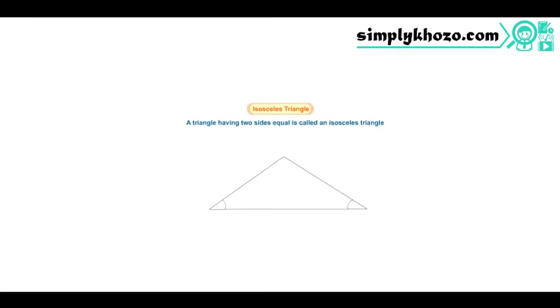Isosceles Triangle. A triangle having two sides equal is called an isosceles triangle. Two sides of a triangle ABC measure 3 centimeters each, and the third side measures 4 centimeters. This triangle is an isosceles triangle. Would you believe that angle B is equal to angle A? Perhaps you could try it out for yourself.